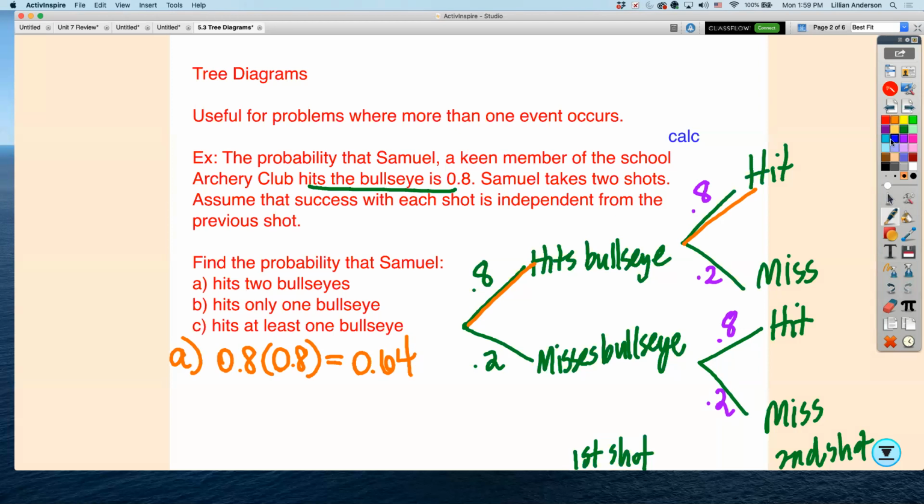Now we want to find the probability that he only hits 1 bullseye. Well, how can that happen if he only hits once?